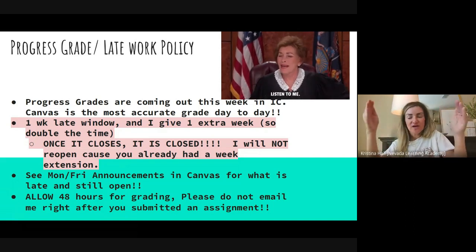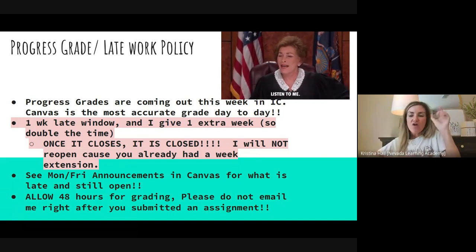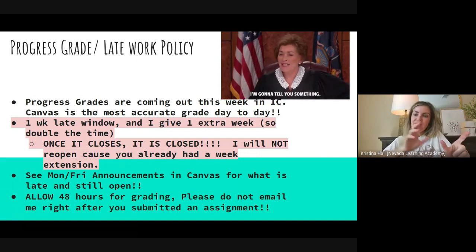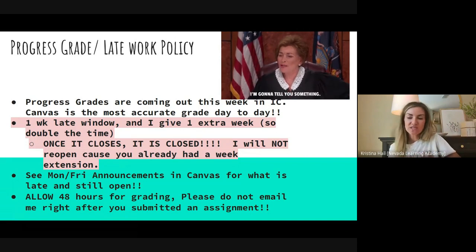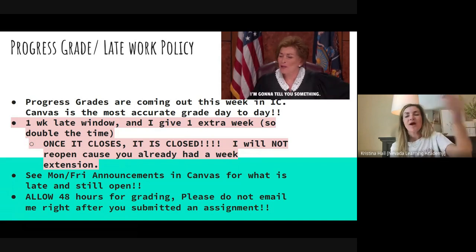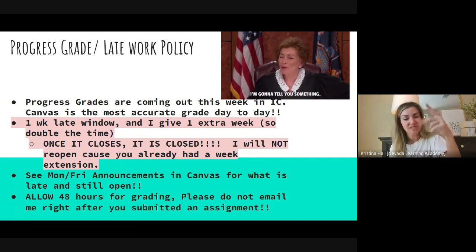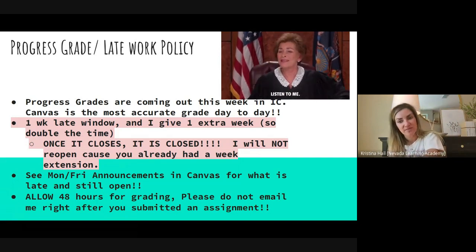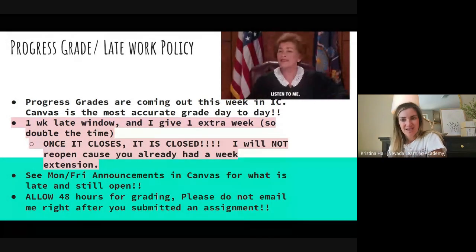All right. Now let's talk about the late window. This is where it gets a little bit frustrating for me sometimes. I've been really clear about this. NVLA gives 1 week, right? I give you that extra week. So that meets the double time accommodations, right? Once it closes, you already had your extension. You already got double the time. So it is closed. Once it is closed, it is closed, because I already did the extension. So emailing me or having your parents email me, saying you need to reopen this when we did it in class and you had 2 weeks, not 1 week, 2 weeks. You had the extra time. That has been met. So once it closes, it is closed.